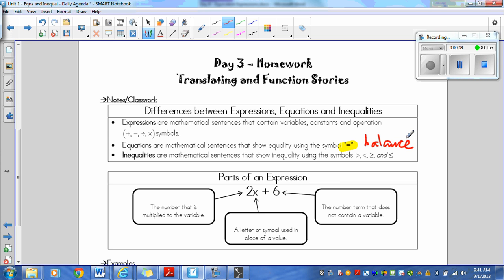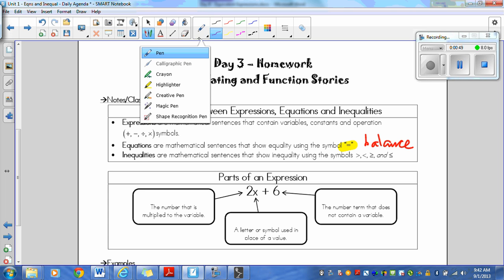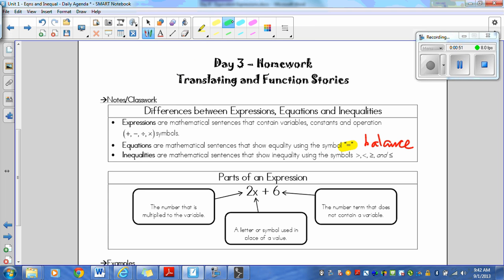You can actually solve equations. You can't solve expressions. You can evaluate them by plugging in the value of a variable, but you can't actually solve for an unknown. And inequalities have these lovely symbols. Greater than, less than, greater than or equal to, and less than or equal to.